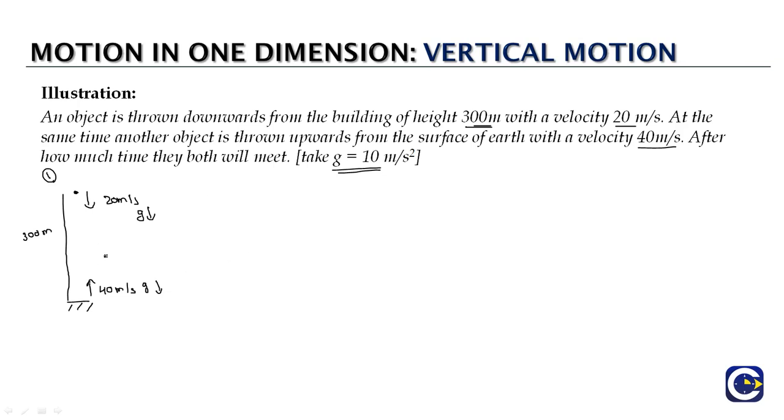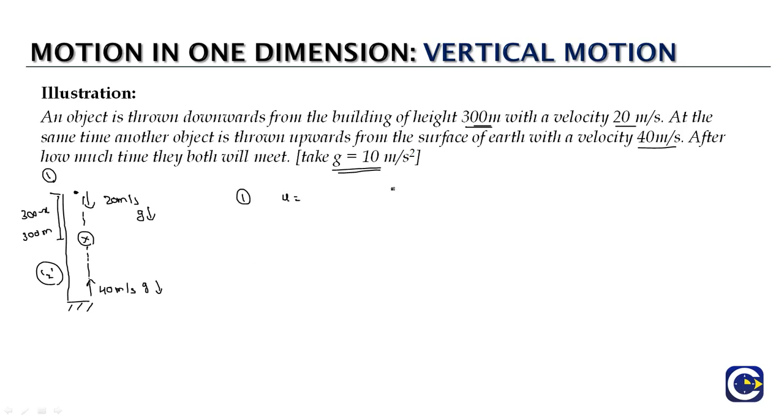Now we look at the case where they both will meet. Let us say, again like the way we have talked about in the previous problem, the meeting point is at a distance x from the surface of the earth. Then the distance of the meeting point from the top of the building is going to be 300 minus x. So we look at the motion of the first particle.